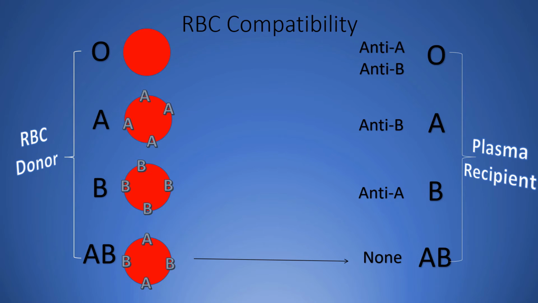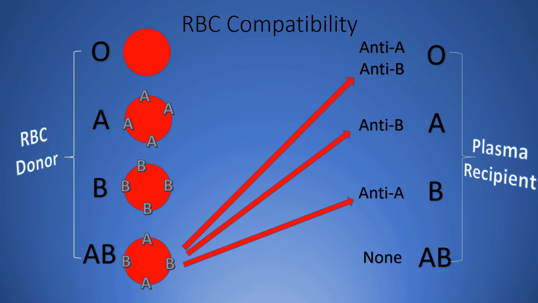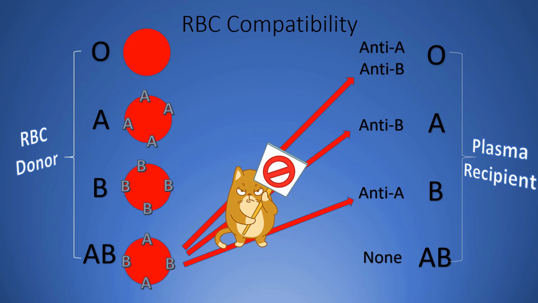Type AB red blood cells can only be transfused to type AB individuals. This is because anti-A and anti-B exist in type O, type A, and type B individuals that would interact with the A and B antigens found on the outside of the red blood cell membrane, causing a transfusion reaction.